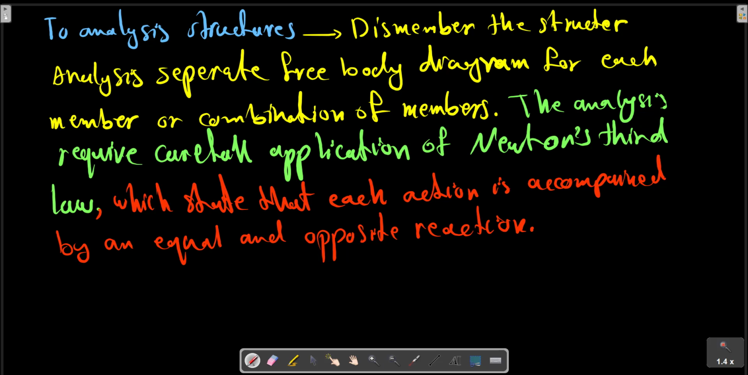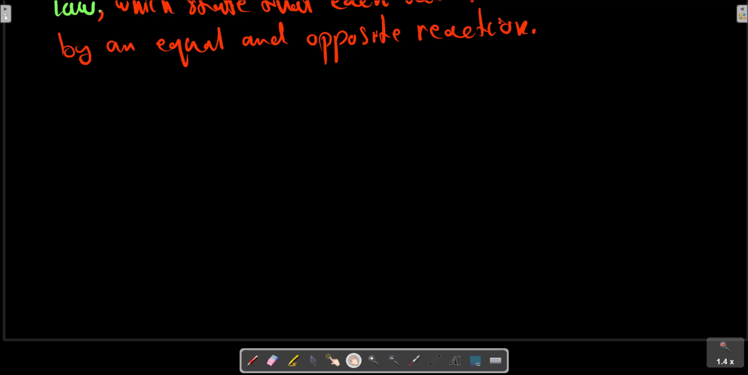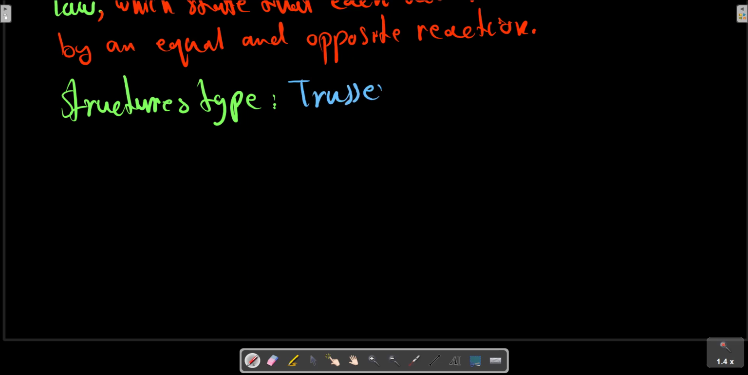In Chapter 4, we analyze the internal forces acting in several types of structures: trusses, frames, and machines.